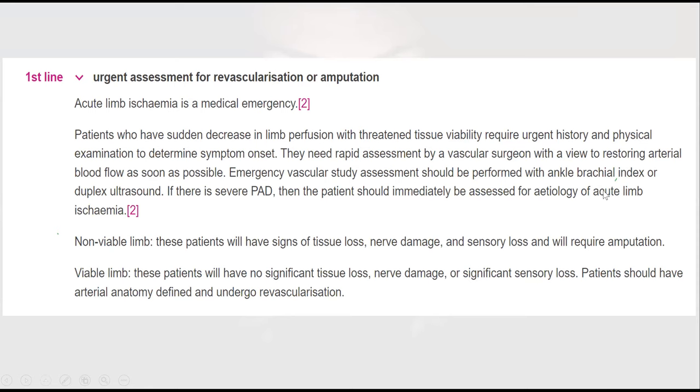You will see this degree of peripheral arterial disease, and if there is a non-viable limb, tissue loss, nerve damage, sensory loss, this essentially will require amputation without thinking. For us at MRCS level, don't think about it, oh, it is non-viable, so it is amputation.